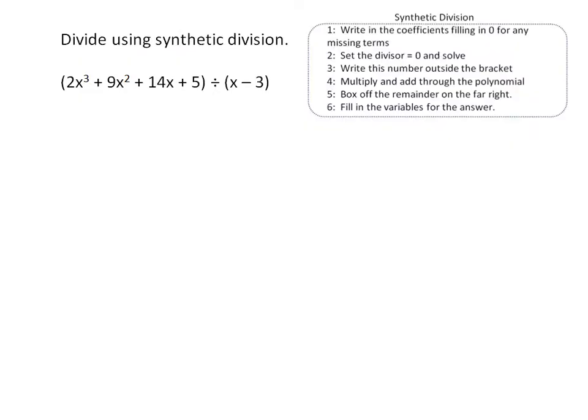Okay, so our first example, we're going to divide using synthetic division, and we have our dividend, which is this here, and we have our divisor right here. So our original polynomial and then what we're dividing it by. The first thing we're going to do is write the coefficients of the dividend, filling in 0 for any missing term. So the coefficients are the number in front of the variable term, so 2, positive 9, 14, and positive 5. So we're going to write those down. Sorry, that was kind of messy. Here we go. All right, so 2, positive 9, 14, and 5.